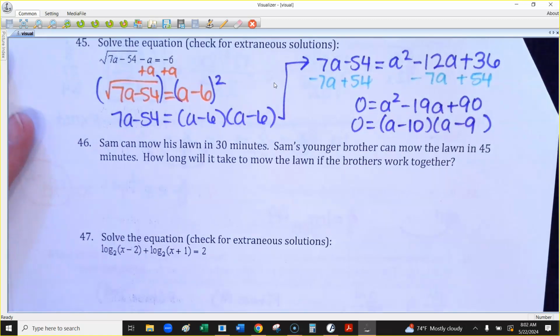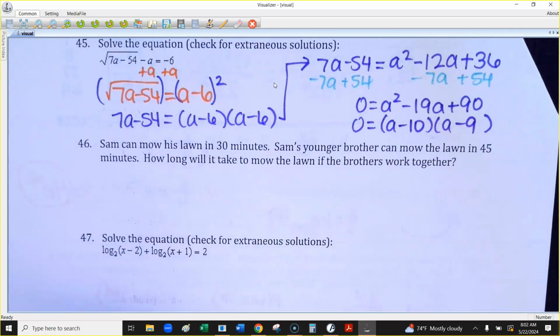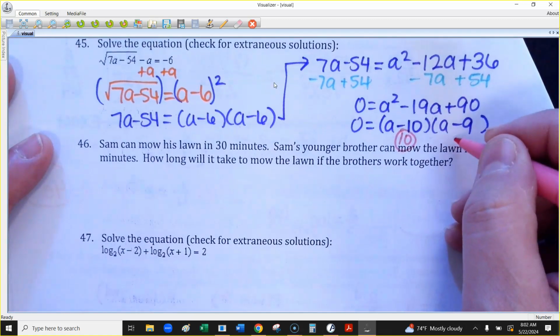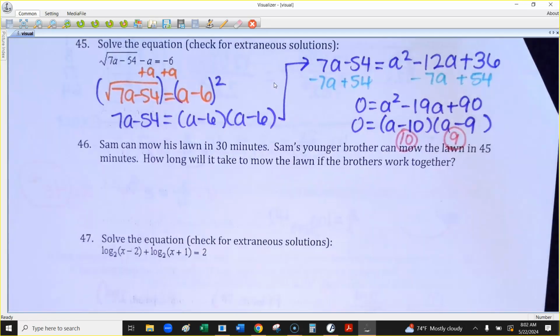Now, my actual answers are, because they're multiplied together, they give me 0. So either one or the other has to be 0 to make that true. It's what would you plug in for a to set that little parenthesis equal to 0.